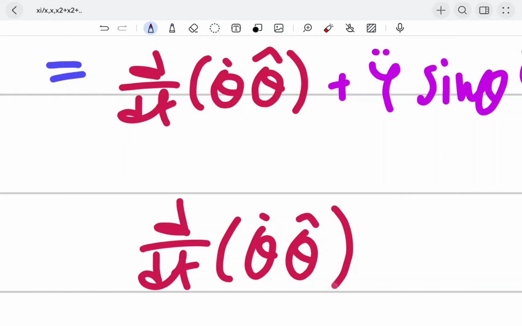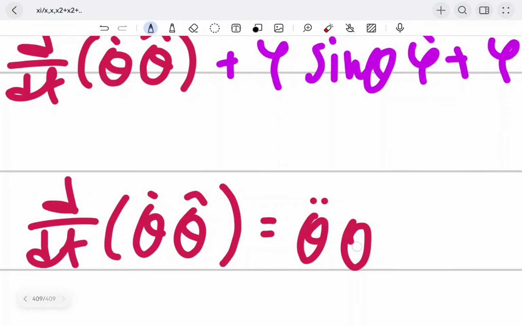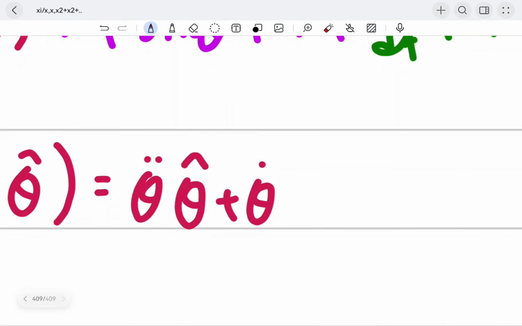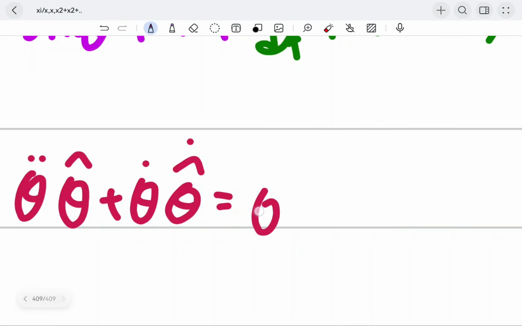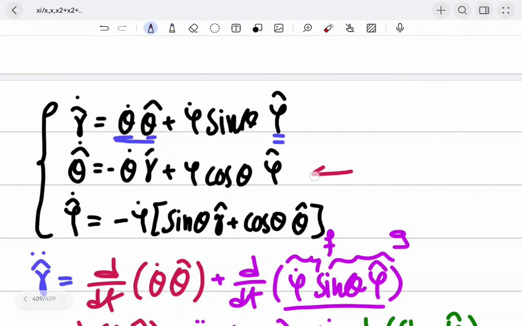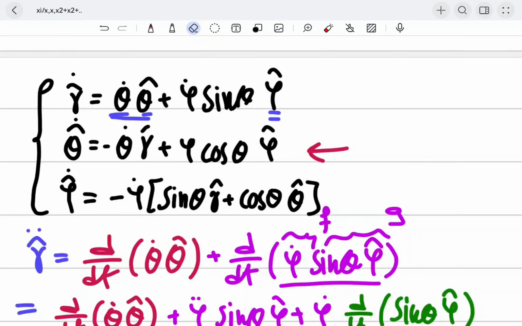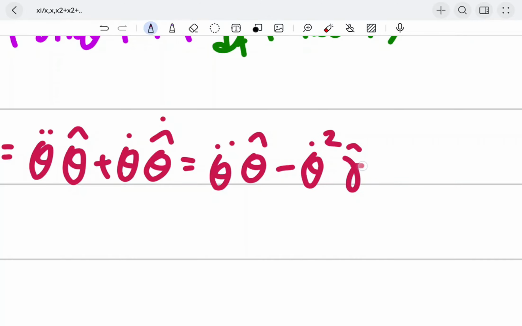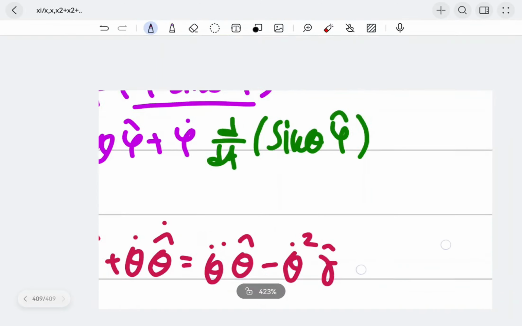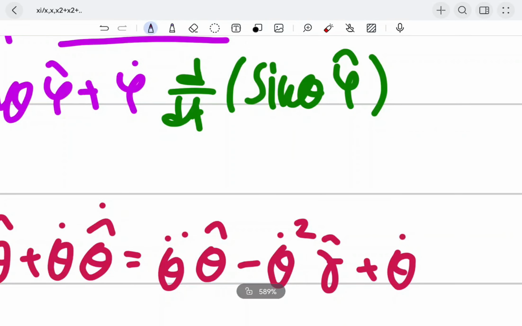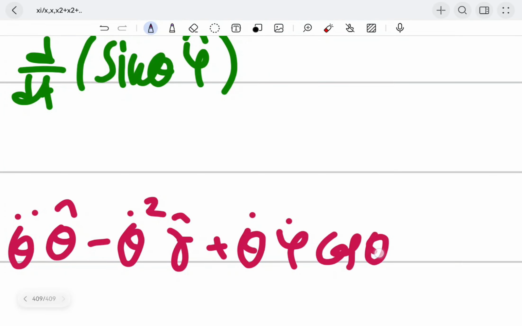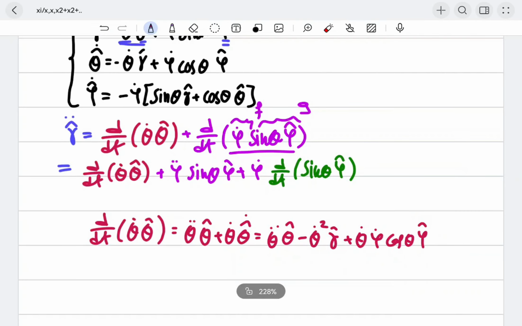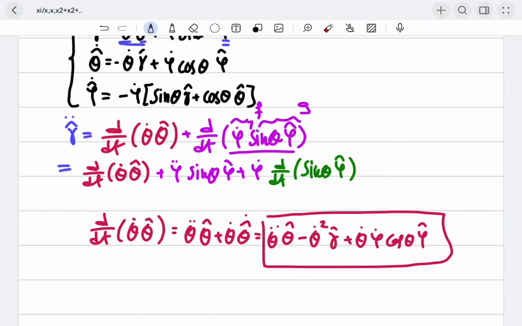d by dt of theta dot theta hat is equal to theta double dot theta hat plus theta dot theta hat dot. Theta hat dot is just that thing here. So this will be minus theta dot square r hat plus theta dot phi dot cosine theta phi hat. So this is the red expression.